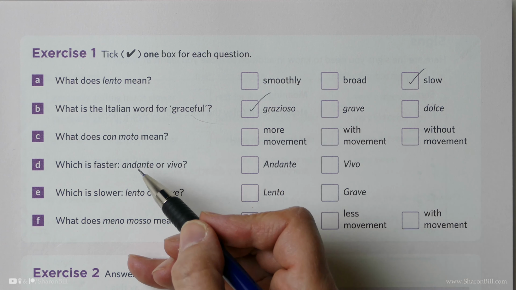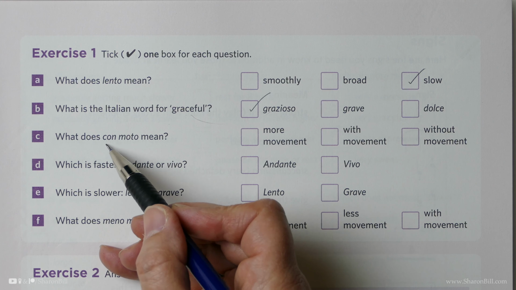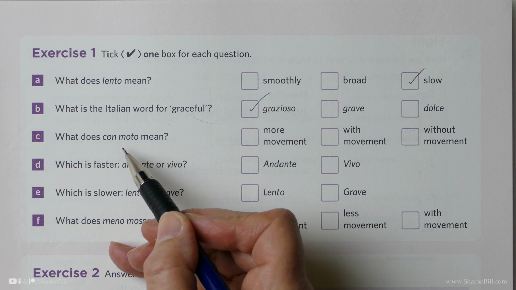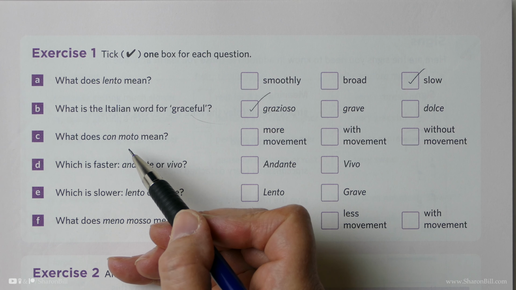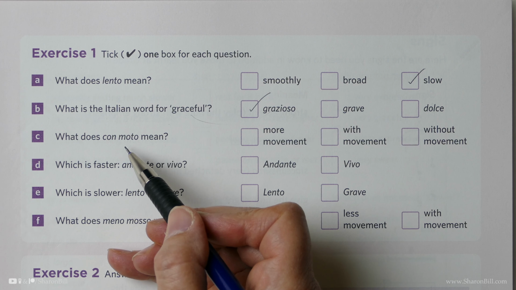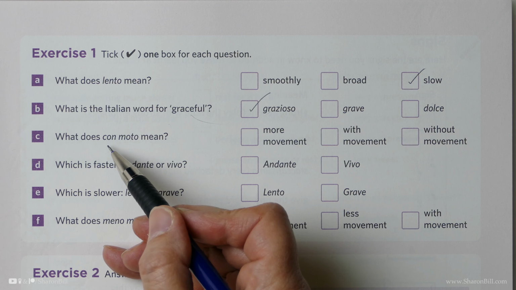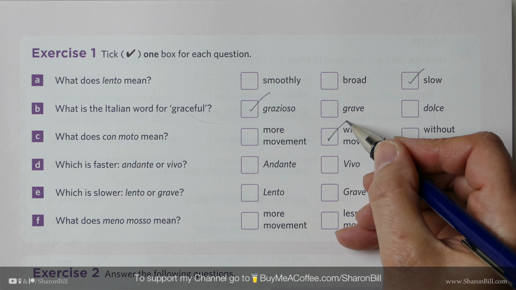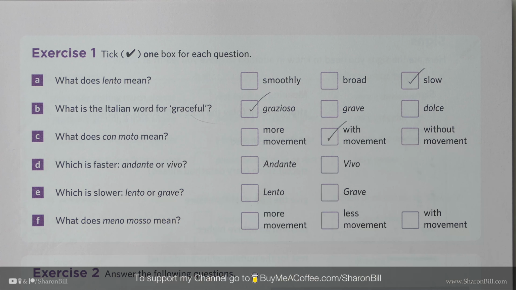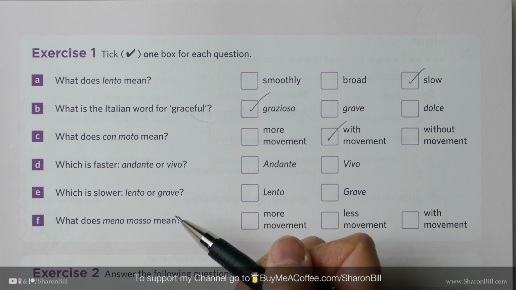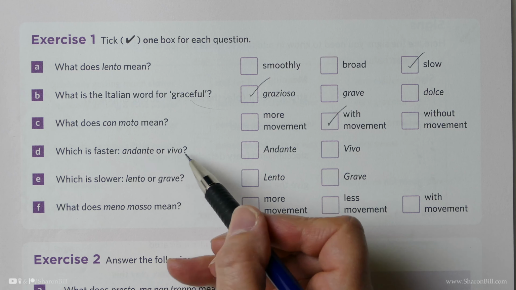And then we have con moto, which is similar to the mosso word we were looking at earlier, and con is with, so it's with movement, so we can see a kind of similarity in those words. And then we have the question, which is the faster, andante or vivo?